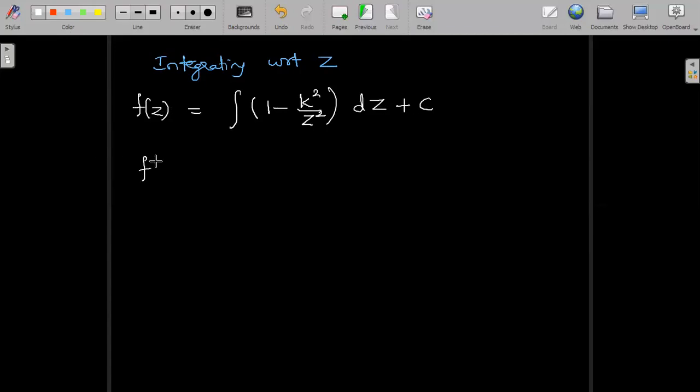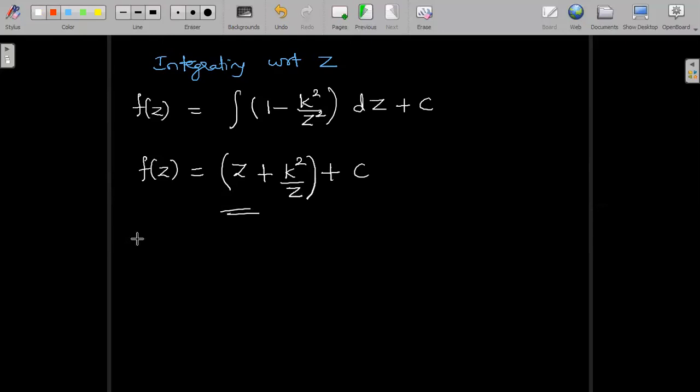So this gives us f of z is equal to integration of 1 is z. Integration of 1 by z square is 1 by z, minus 1 by z square. Integration of minus 1 by z square is 1 by z. So this gives us the answer plus k square by z. What is the constant of integration? C. So f of z is z plus k square by z. So this is the required answer for f of z, which is the first part of the problem.